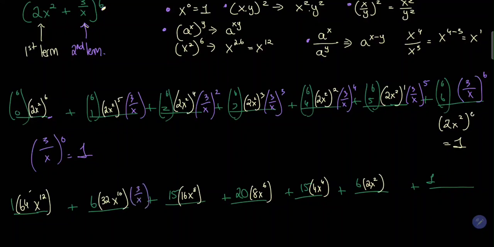And the next part is 3 squared over x squared. So that's going to turn into 9 over x squared. And then the next one is going to be 27 over x cubed, and so on.